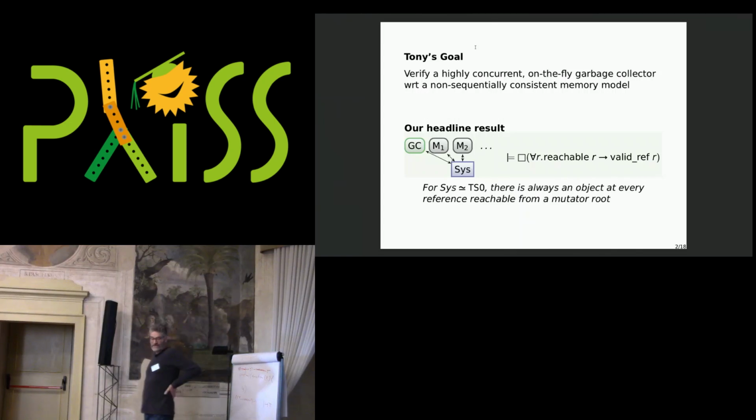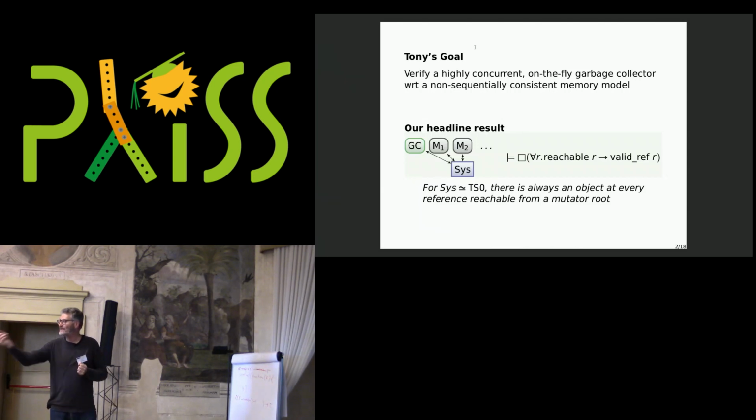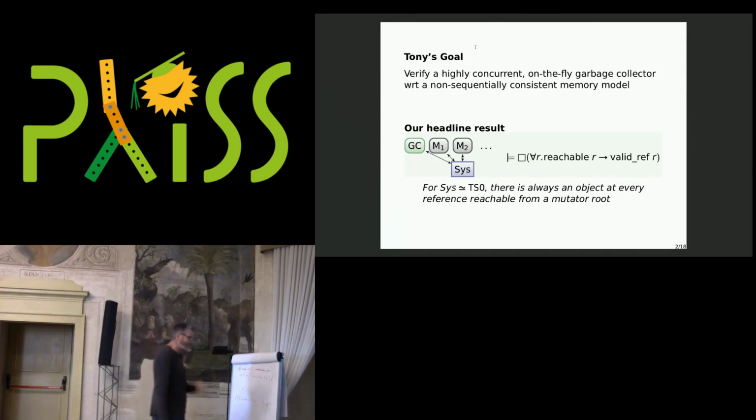And the basic result is what you would expect. It's a safety property. That is, everything that's reachable is a valid reference. Everything that's reachable effectively is an object that is at the end of that reference, but it hasn't been removed. The reference itself is valid to use because there happens to be an object at the end of it.